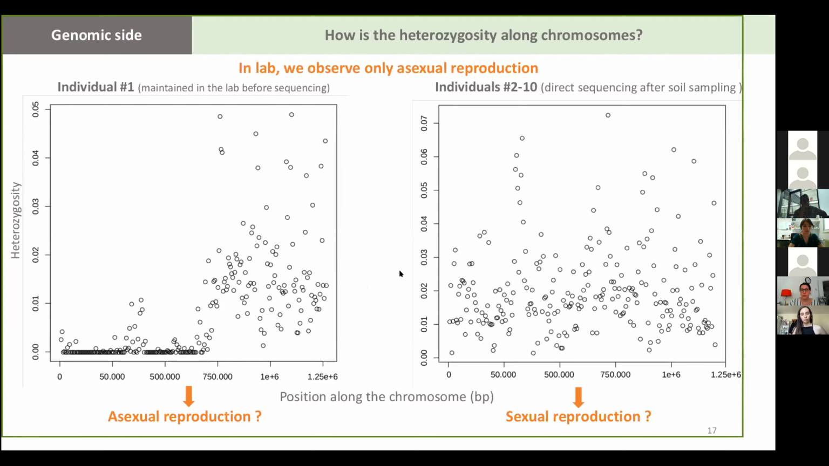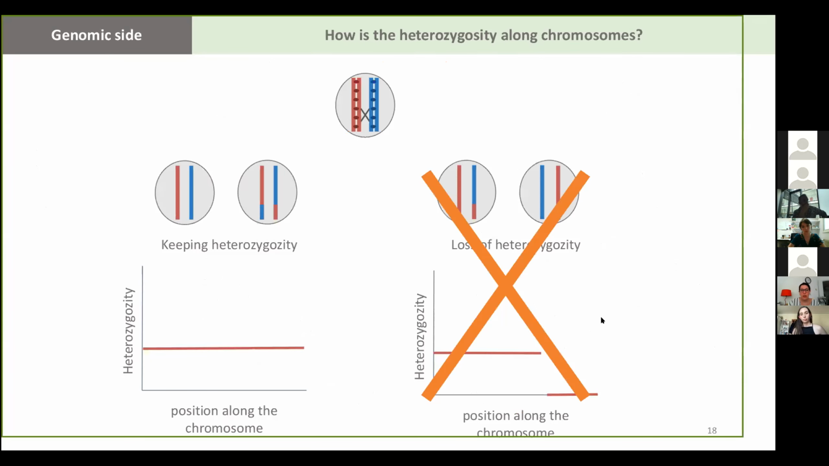So, in the lab, we observe only asexual reproduction, but this result suggests that maybe there is indeed asexual reproduction, but also sexual reproduction. But rare sexual reproduction seems not enough to explain this pattern, and so maybe there are other mechanisms that allow maintaining the heterozygosity. For example, we could keep only these two types of gamete and remove these two others to keep the heterozygosity high.